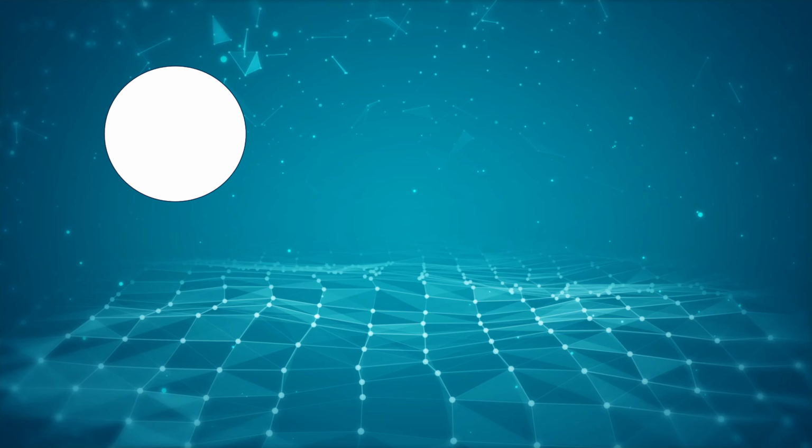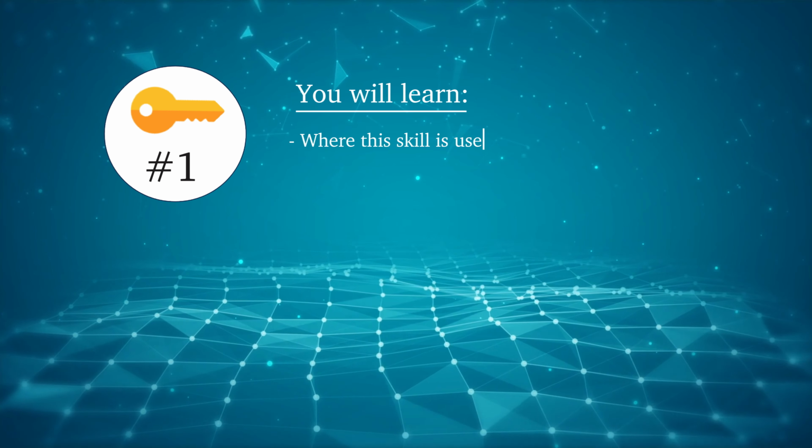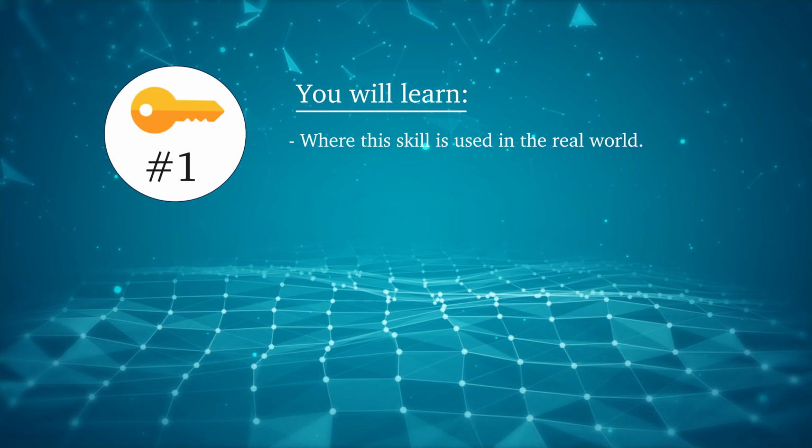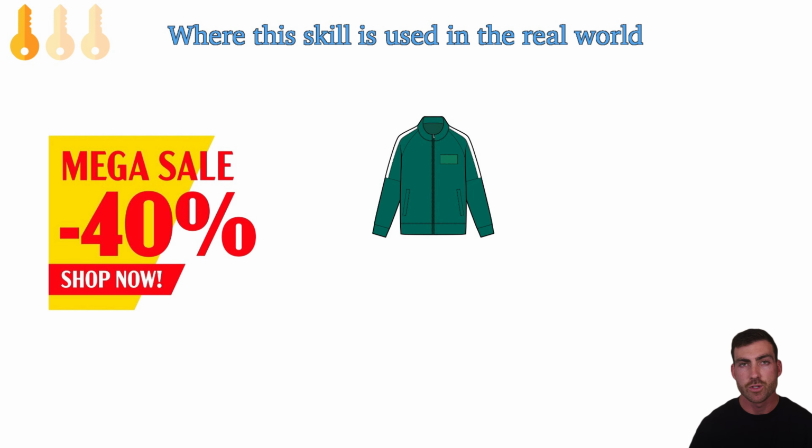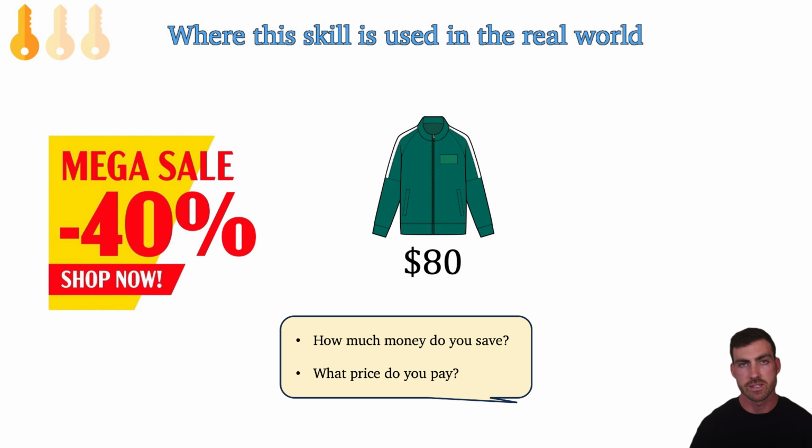In this section, you will learn where this skill is used in the real world. Imagine you walk into a store and see this sign, 40% off everything. Sounds amazing, right? You spot a jacket, it looks perfect. Then you check the price tag, $80. Now suddenly, this decision isn't so simple. How much money do you actually save? And what price will you actually pay?